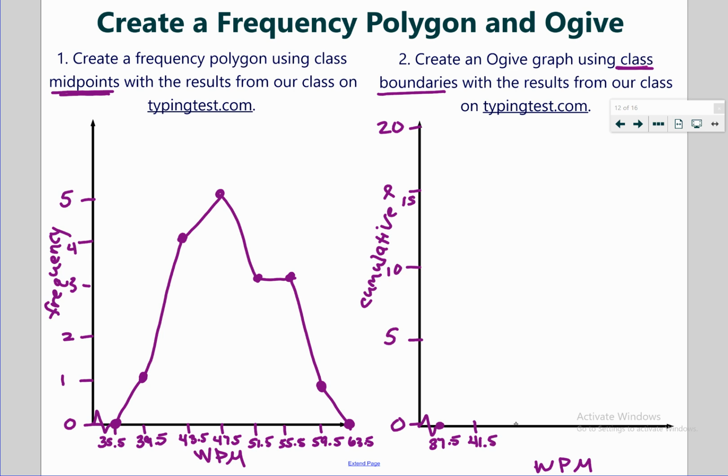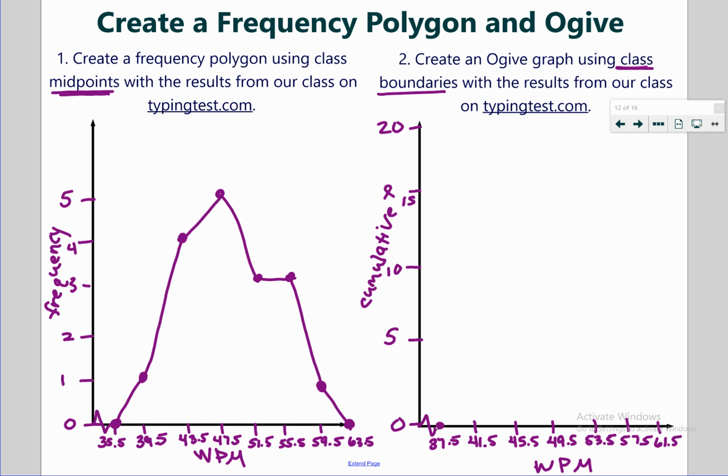41.5, 45.5, 49.5, 53.5, 57.5, 61.5, and I think that was maybe my last one. Okay. 37.5 is half a unit lower than my lowest data value, so it is beginning at 0. So I don't have to extend an extra boundary to the left here.